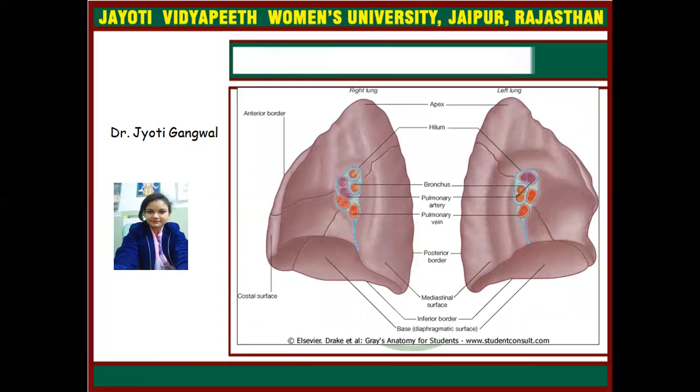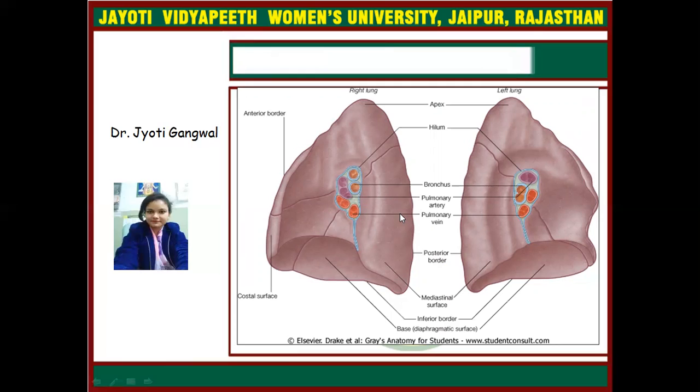This is the right and left lung. This is the anterior border. This is the costal surface. This is the apex part. This is the hilum of the lung. This one is the bronchus. We will talk about the contents of the hilum in a further PPT.